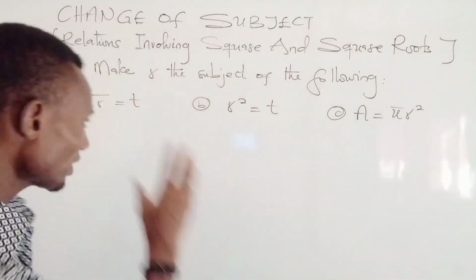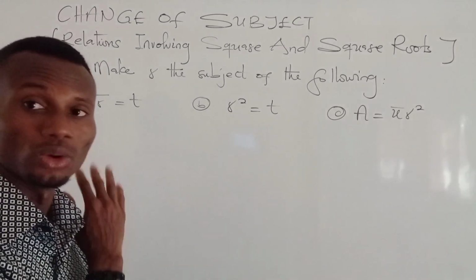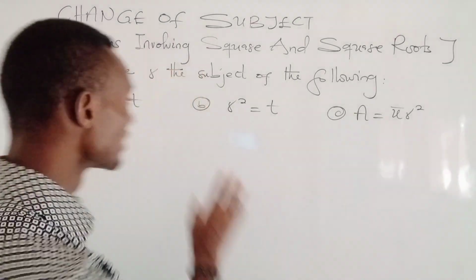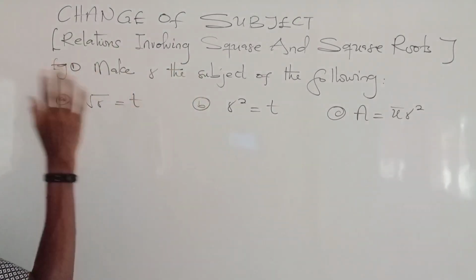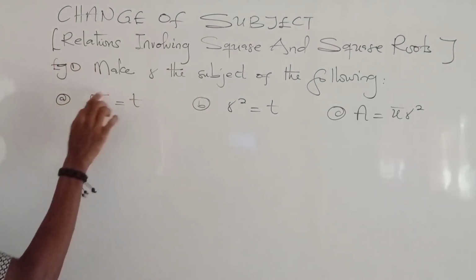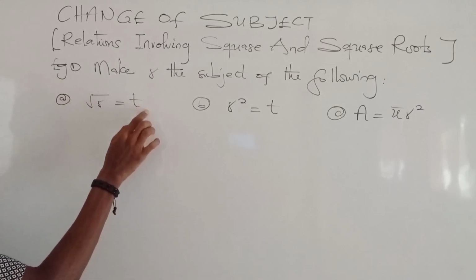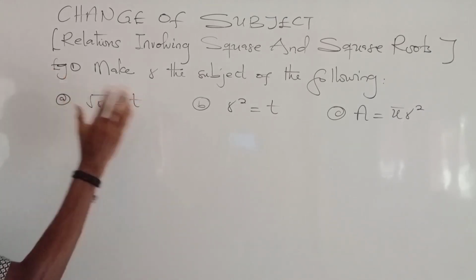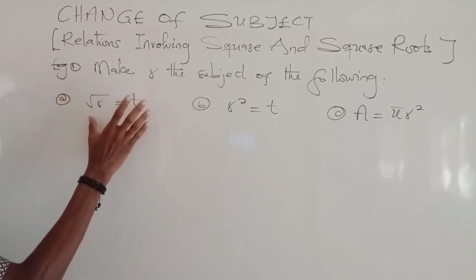Okay, so I'm going to show you how to handle this one. This is an example of relations that contain a square root. You can see that we have the square root of r equals t, so it contains a square root. So it's an example of a relation that contains a square root.